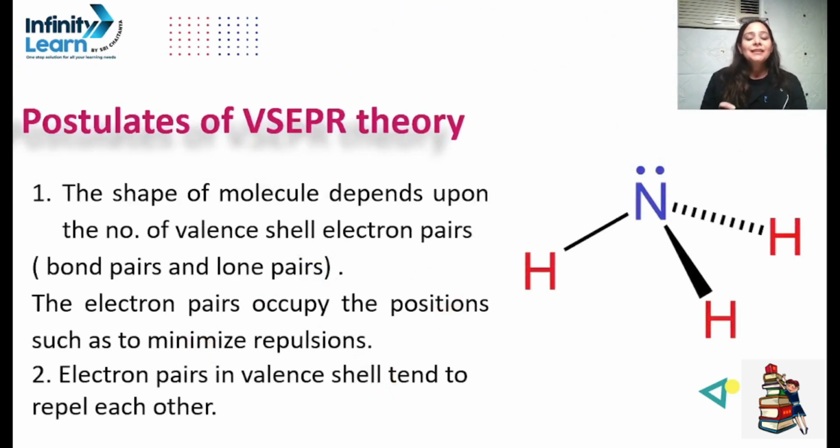Okay, now let's have a look at the postulates of VSEPR theory. Right? So the first postulate states that the shape of the molecule depends upon the number of valence electron pairs.